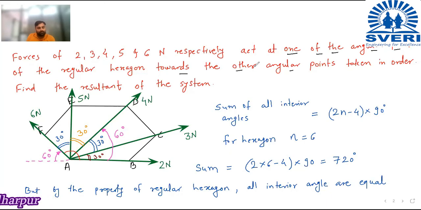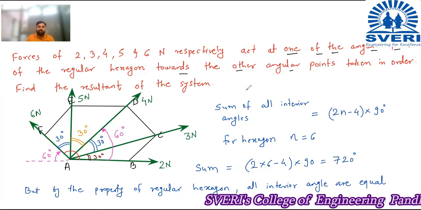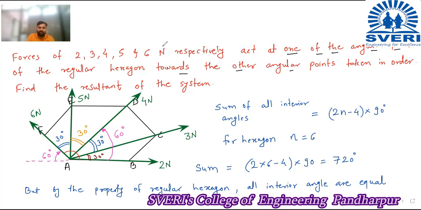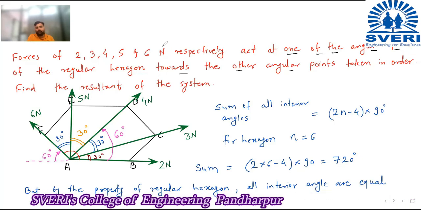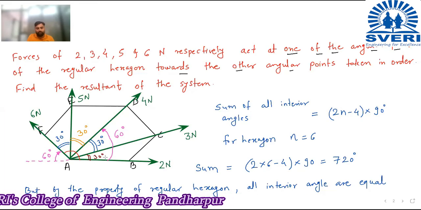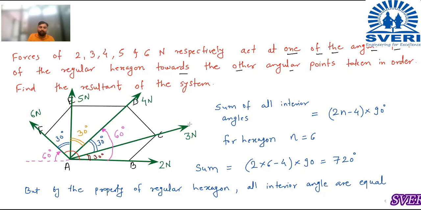Yes, sir. Yes. Okay. So now we will resolve the force. So resolution I will show you here in this diagram only. Okay. So to avoid the confusion, I will resolve the force on this force itself. So now here you can see this 2 Newton force, there is no need to resolve. It is the horizontal force. Now when I think about this 3 Newton force, the angle of 3 Newton force with x-axis is 30 degrees.